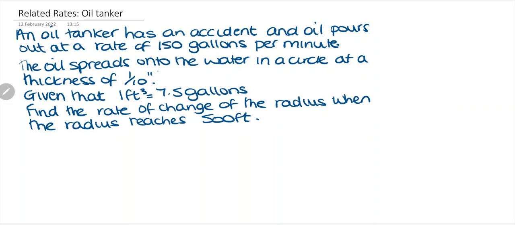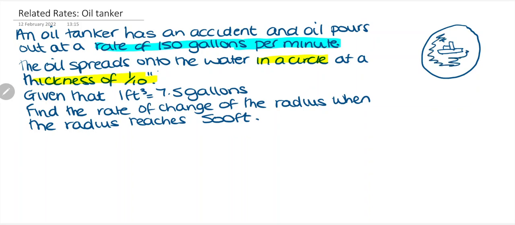So let's have a look at the key information. An oil tanker has an accident and the oil pours at a rate of 150 gallons per minute. The oil spreads onto the water in a circle at a thickness of 1/10 of an inch. So we're going to have a circle, and we have our oil tanker, which I'm not very good at drawing, but this spills oil which forms a circle, and our circle is going to be increasing.